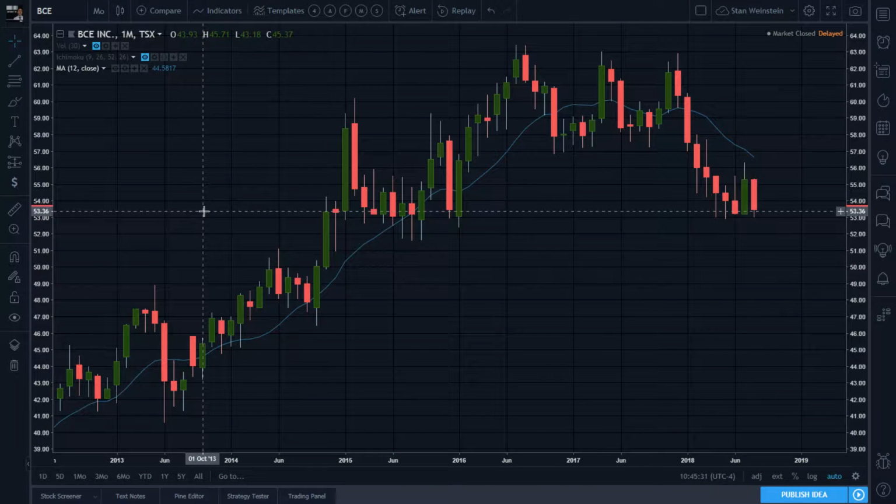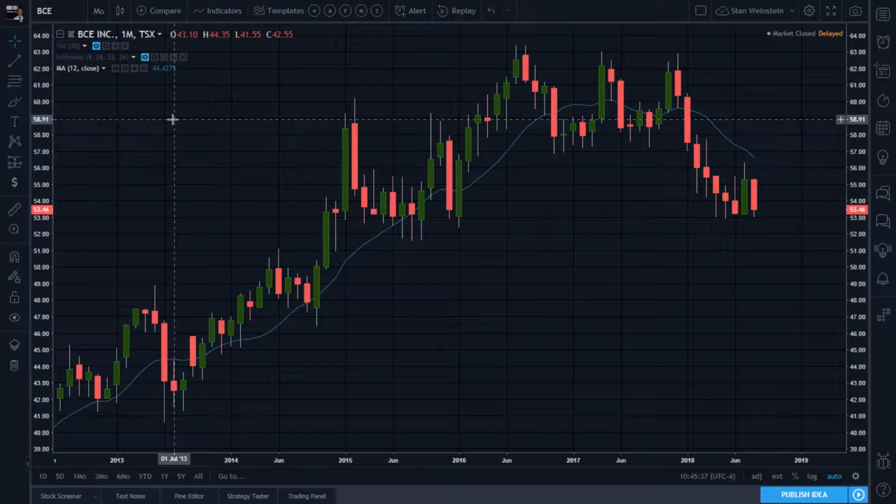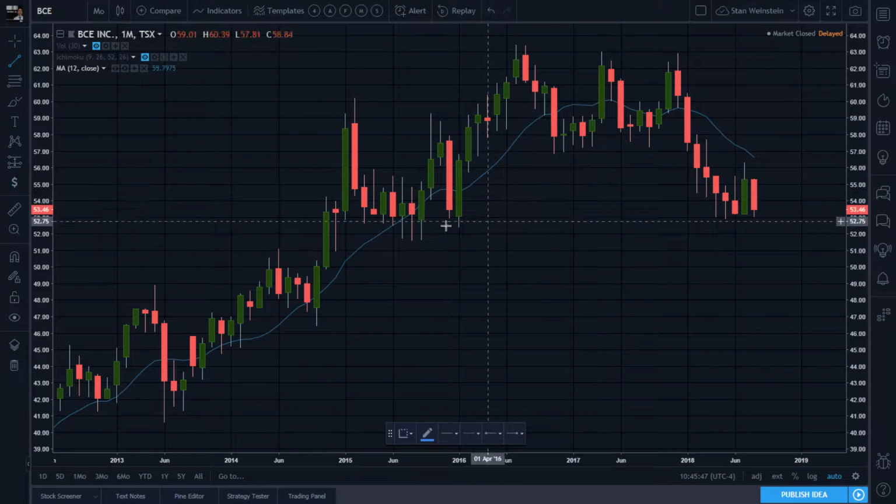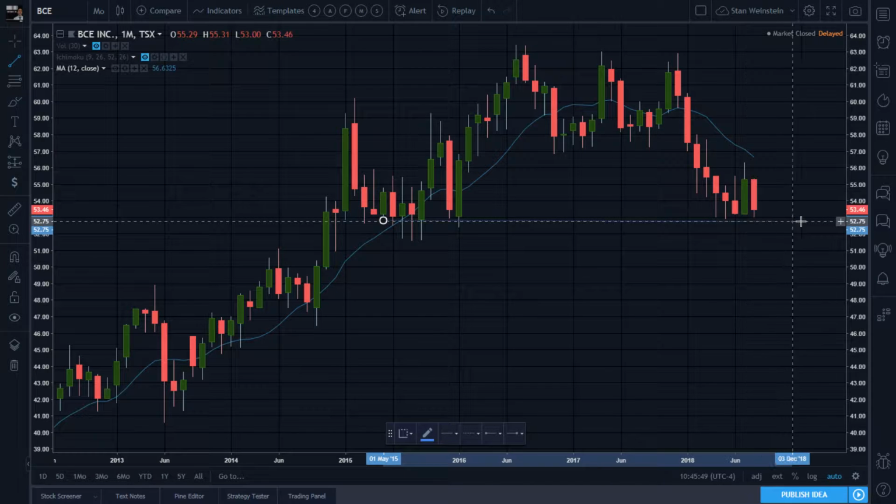BCE Inc, ticker BCE on the TSX. I think they're also on the New York Stock Exchange. We're going to do some Stan Weinstein once again, stage analysis on the weekly chart. First and foremost, I'm going to do my monthly chart trading framework to see where that higher prevailing trend is going. Make sure we're in line with it.